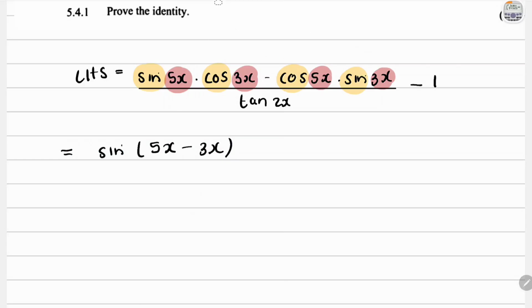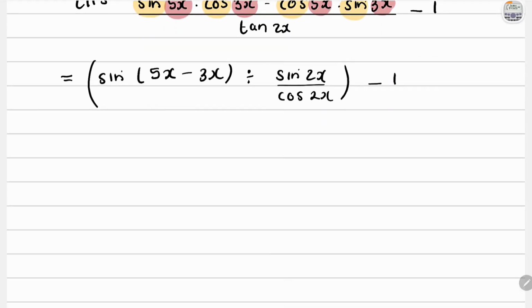Because this is one fraction on its own, I'll just give it a bracket. So put it together. And we know that this is being divided by tan 2x, which is really sine 2x over cos 2x, right? And then we have minus 1. Okay, so we'll apply that later.